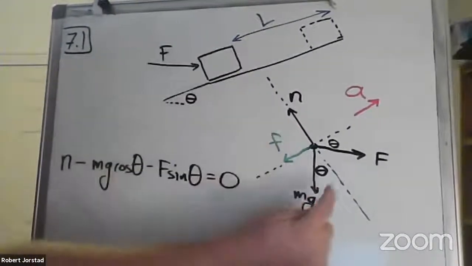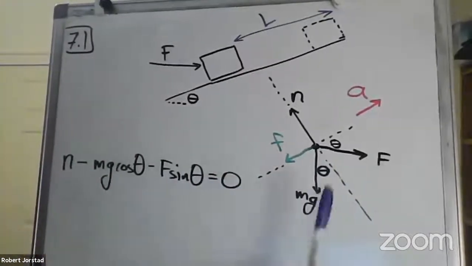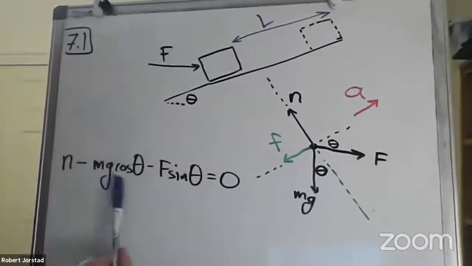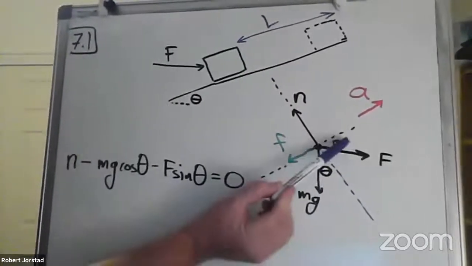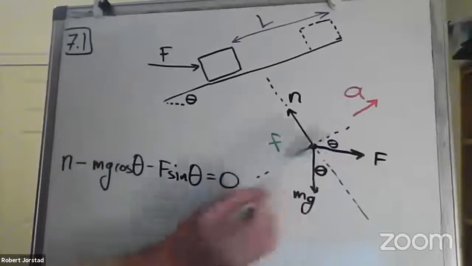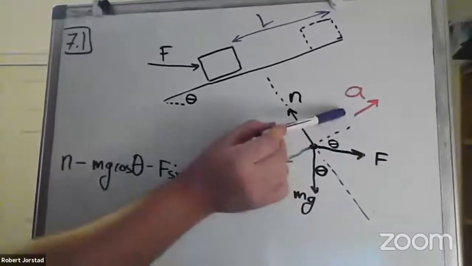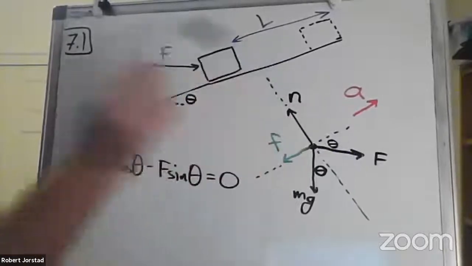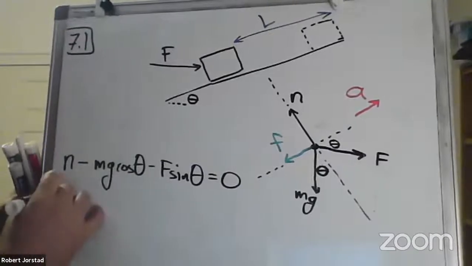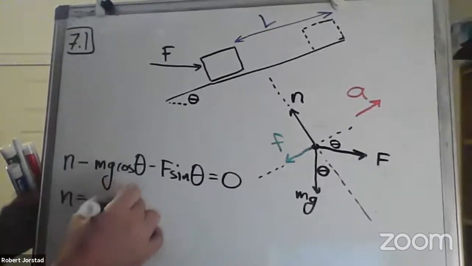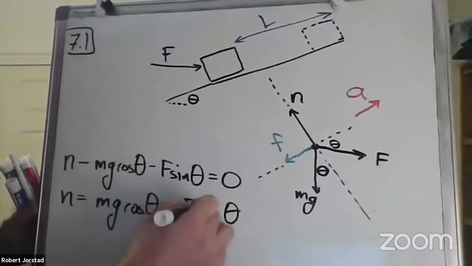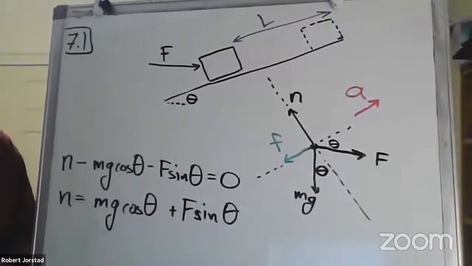Normal force up. This side, let me get a pointer. This side right here is adjacent, so that's going to get you mg cosine theta, and it's down. This is opposite theta, so that's F sine theta, negative, and then equals 0, because the acceleration is parallel to the plane. There's no acceleration perpendicular to the plane. So far, so good? So there's the normal force. That's part B.